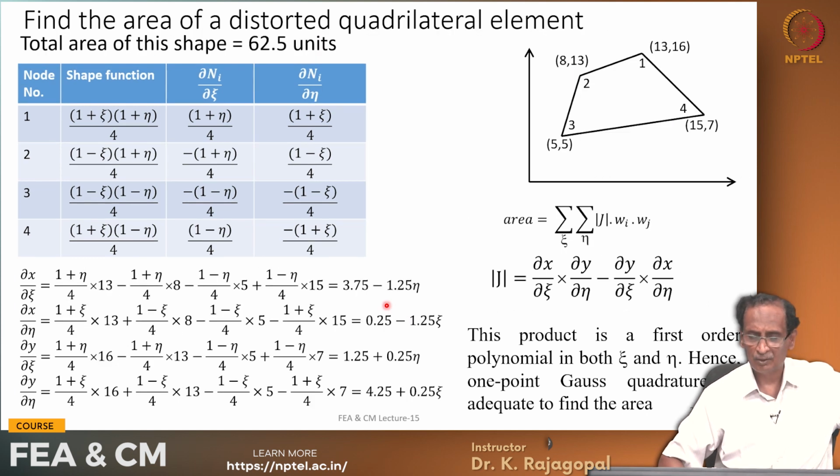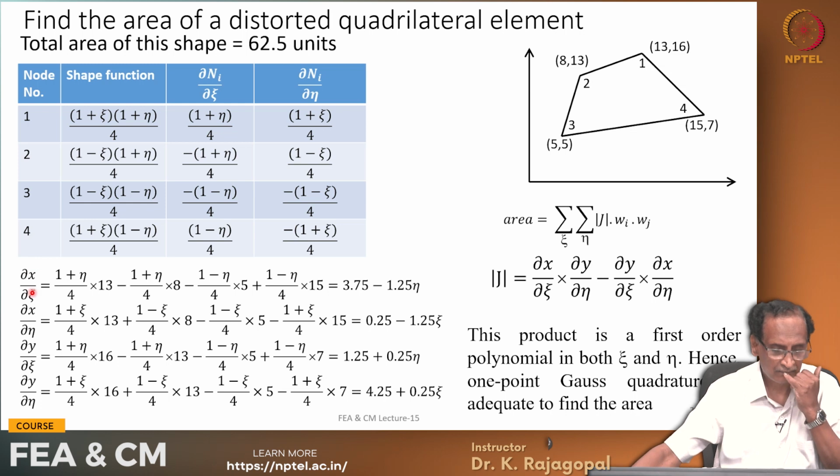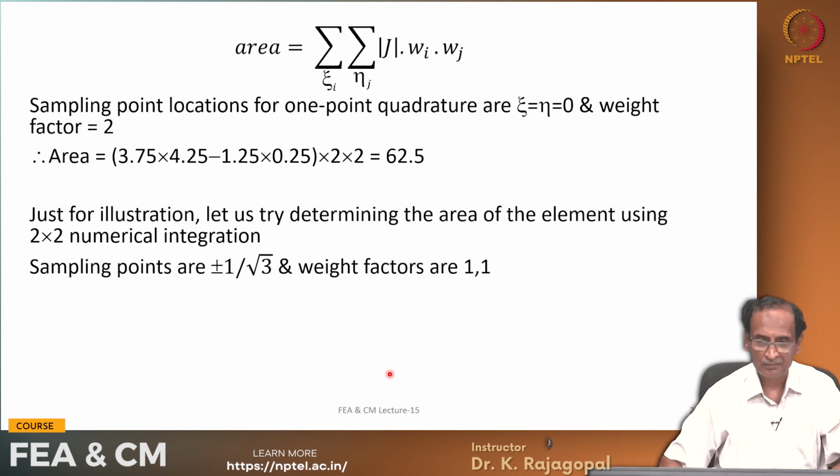Okay. So now let us take a distorted shape. Let us take the same 4 nodes 1 2 3 4 and assign some properties so that you have a distorted shape like this. Now we see that ∂x/∂ξ, ∂x/∂η, they are not 0, they are varying as a function of η and ξ. Similarly ∂y/∂ξ, ∂y/∂η, they are functions of ξ because they are varying.